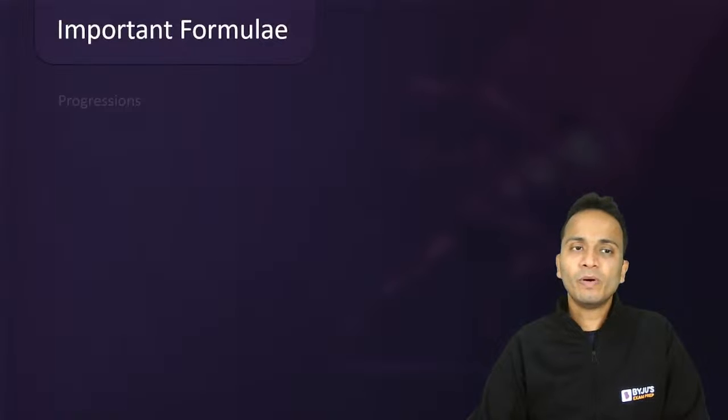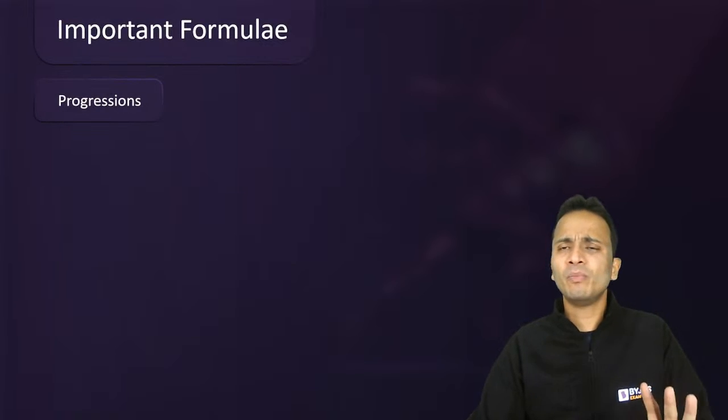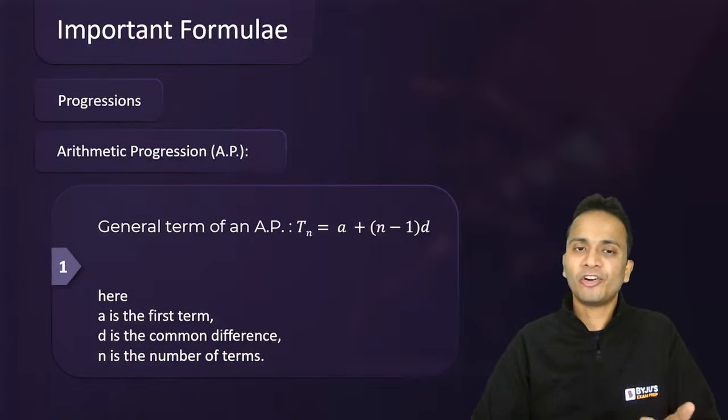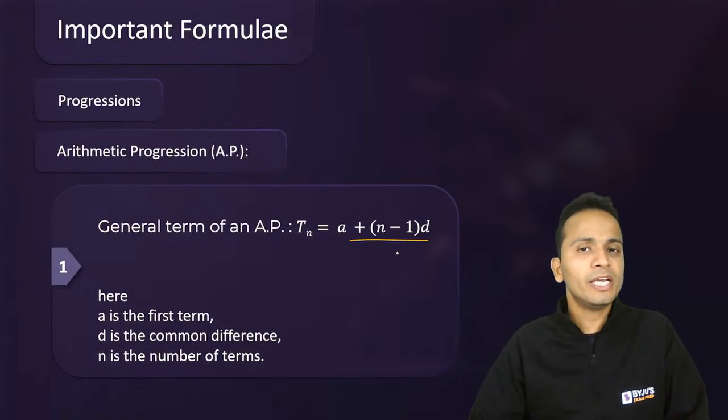Now let's move ahead and look at the last set of formulas, for progressions. For arithmetic progression, we know that the general term is a plus n minus 1 into d.